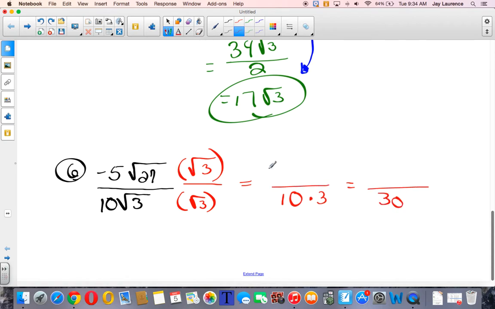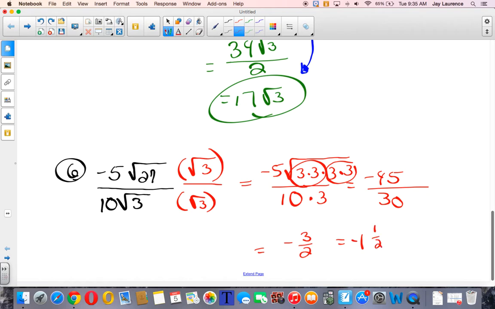My numerator is going to be negative 5 rad, and 27 is really 3 times 3 times 3, and then it'll be this 3 here. And look at that, I got a pair of 3's there and another pair of 3's. So I think I'm going to have negative 45 up front. Nobody left in the house, and this will simplify to negative 3 over 2, or if you like, a negative 1.5. Either example will be good.